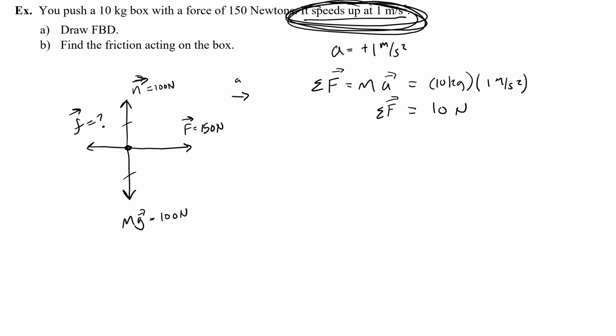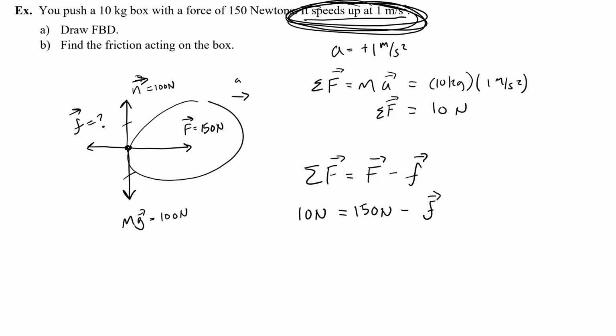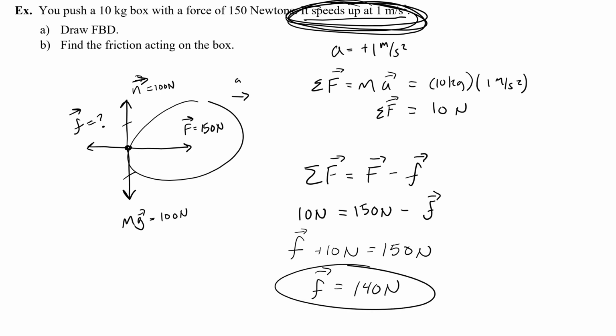Okay, so now to figure out what the force of friction is, I write another equation for net force by looking at the free body diagram. I've got an applied force to the right, so positive F, and then friction to the left, so minus friction. Now, I know that the net force is 10, and the applied force is 150. So now I just have to figure out what friction will need to be so that when I take it away from 150, I'm left with 10. Or we could just solve this equation algebraically. Add friction to both sides. And then subtract 10. So now I know that friction is 140 newtons.